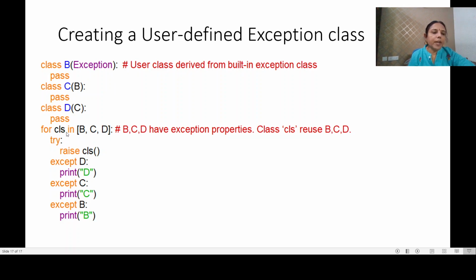Now what happens is when this for loop is executed, the first time B will be assigned to CLS and it is raising B. That is, I am creating an object of B. It will go there and no statement is executed, so it will raise an exception. Raising an exception will go to except B and it will print B. Next C. C also doesn't have any statement to execute, so it will raise an exception and print C, and D likewise. So you will get an output of B, C, and D.